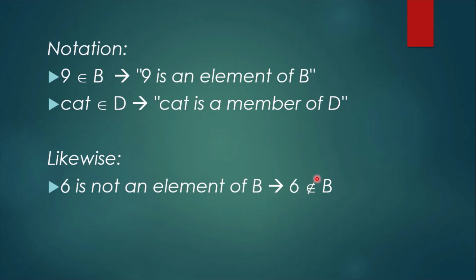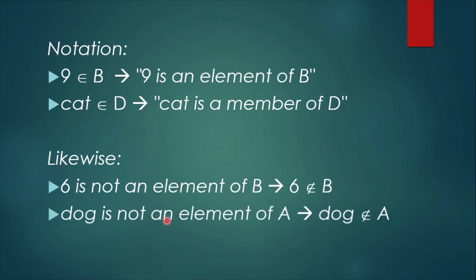Okay, so there is a slash for the symbol for elements. Dog is not an element of A, then we have to use again this one to indicate that dog is not a member of the set A.